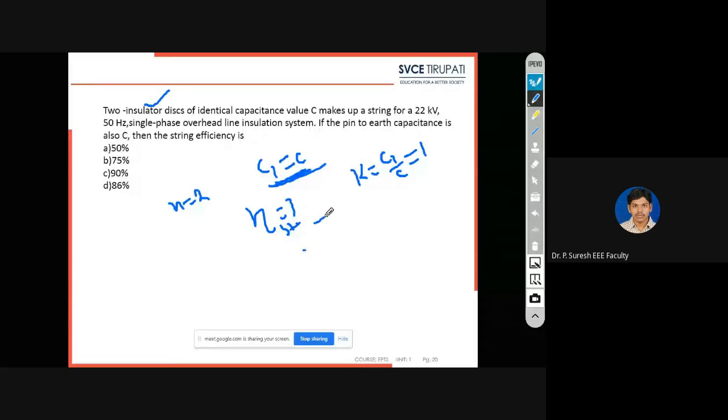What is the formula for string efficiency? V phase by 2V2 into 100. Why am I taking V2 here? Because the disc nearer to the conductor has the V2 voltage. What is the formula for V2? V1 into 1 plus K, so 1 plus 1. V2 equals how much? 2V1.